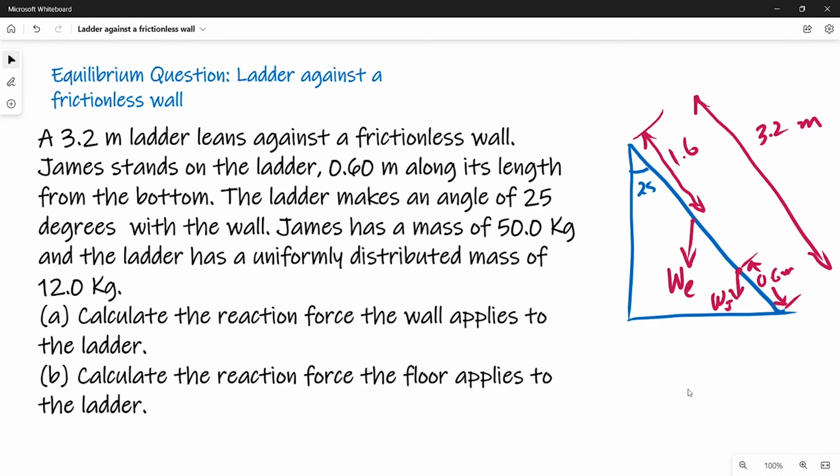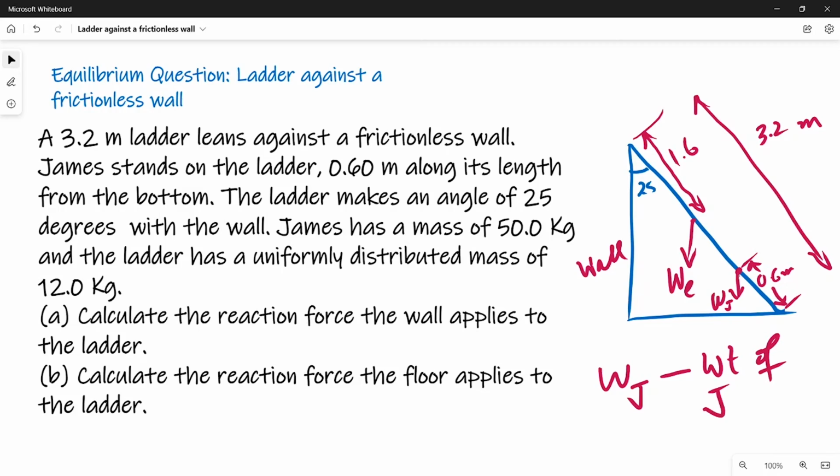If you look here, the ladder, which is 3.2 meters long, is leaning on the wall. The wall is here. And at 0.6 meter from the bottom, James is standing, and Wj is the weight of James.